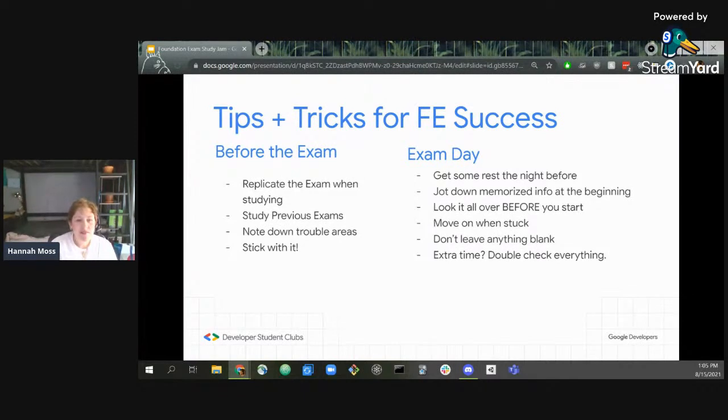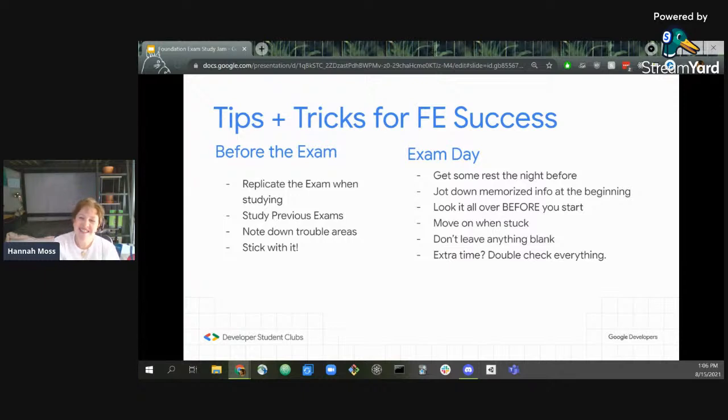First, before the exam, every time you study, it's really important to replicate the exam as much as you can. That can mean trying to take it on paper, trying to make sure you're sticking with the same time limits that you'll see in the exam, and just replicating it every way, so that when you actually get into taking the exam, you're ready and you don't get hit with any things that you weren't expecting.